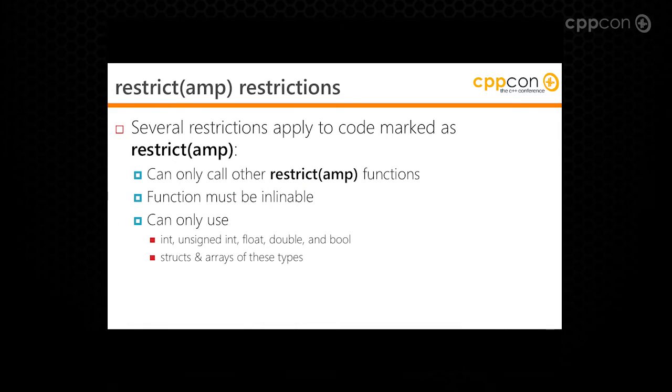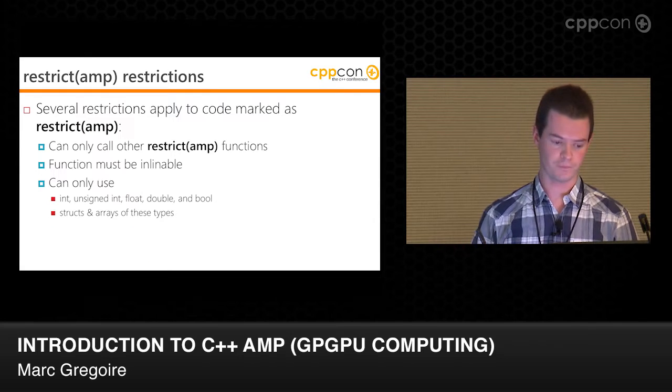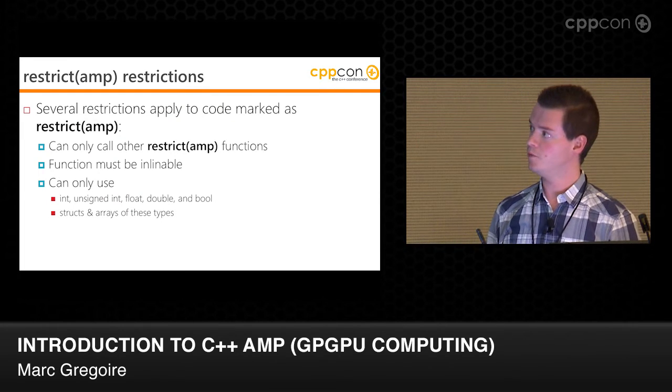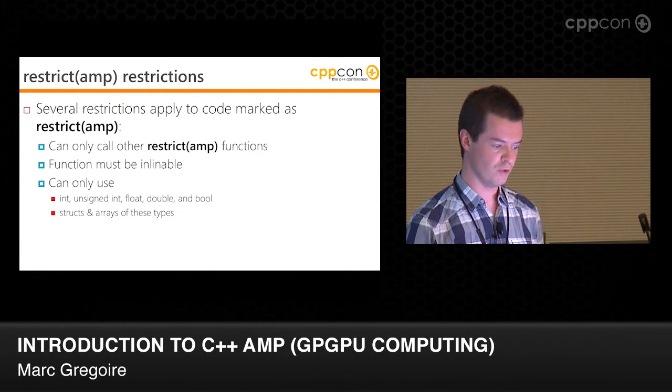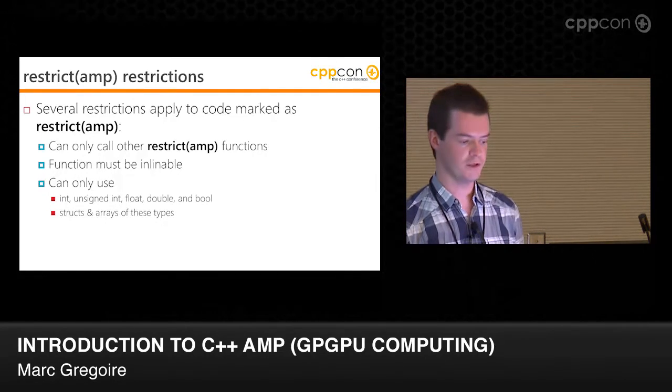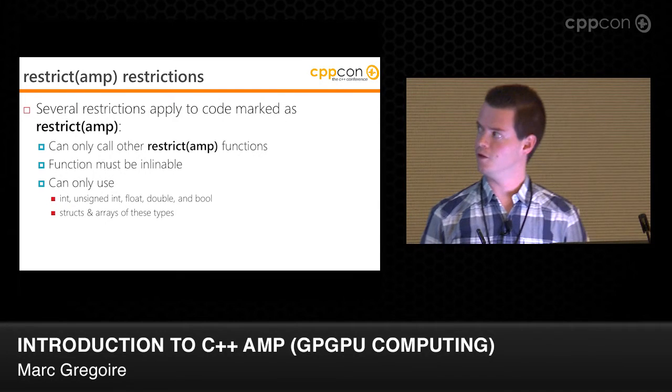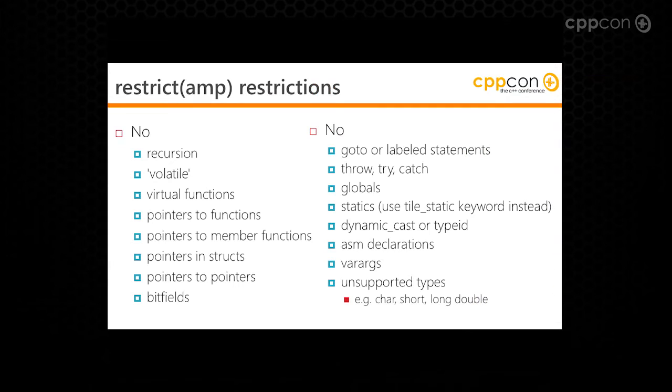So what about these restrictions? If you mark a function or a lambda as restrict(amp), then it can only call other restrict(amp) functions. It has to be inlineable, and you can only use a few data types: int, unsigned int, float, double, and bool, and structures and arrays of these. So that's already quite a lot of restrictions, but that's not all.